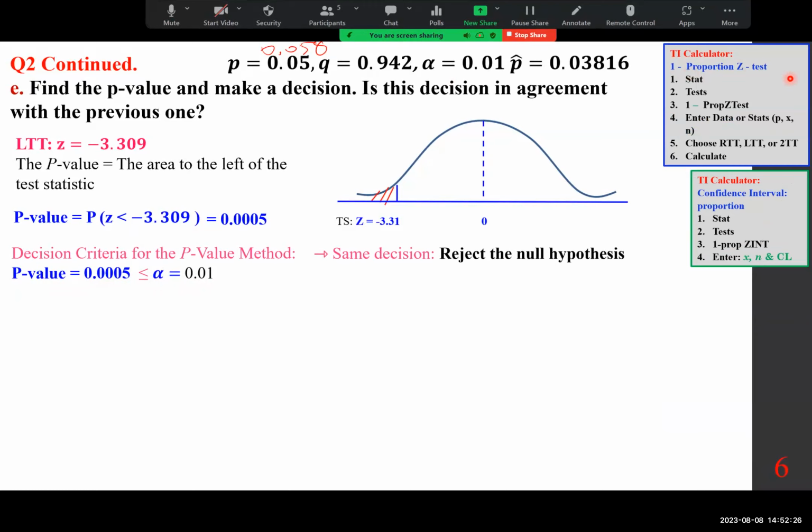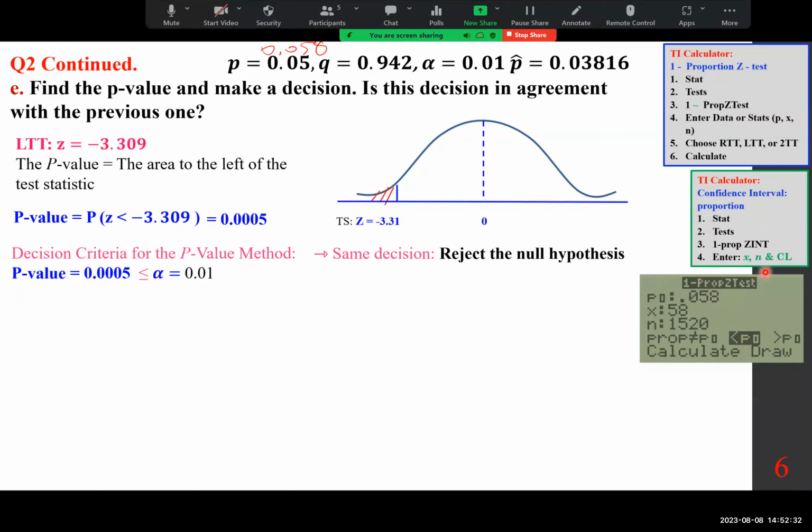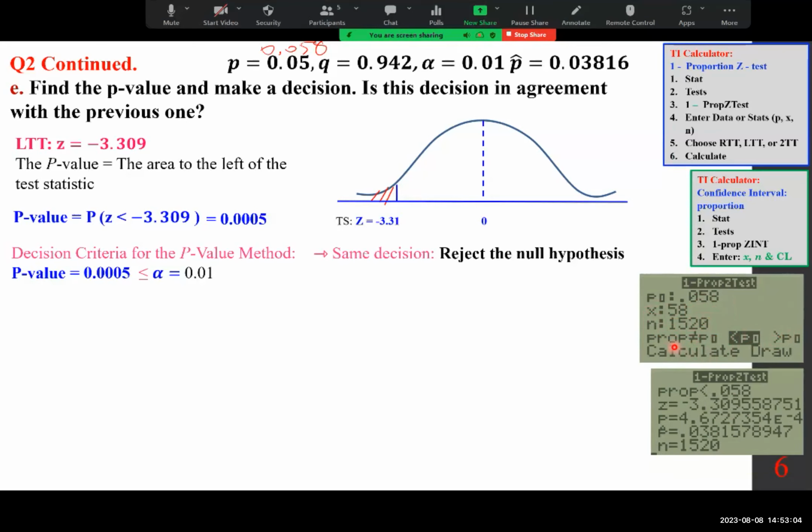Now, if you were to do this with technology, we are going to do a one proportion Z test, and we put the information in as follows. Take a look. We are going to put 0.058 as P. X is 58. N is 1520. And over here, we go with one of those: not equal to, less than, greater than. So you check mark less than because it was a left tail test. And then you calculate. It gives you this.